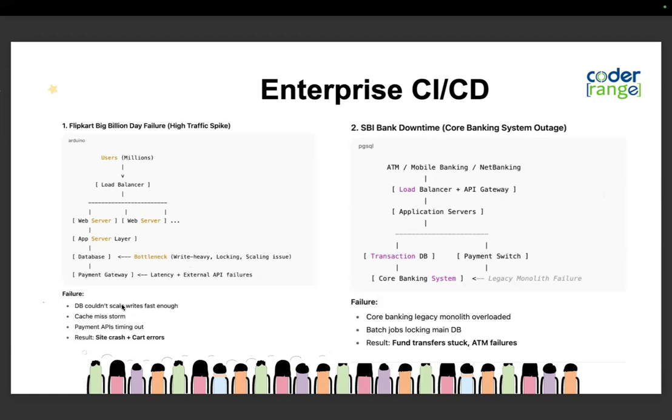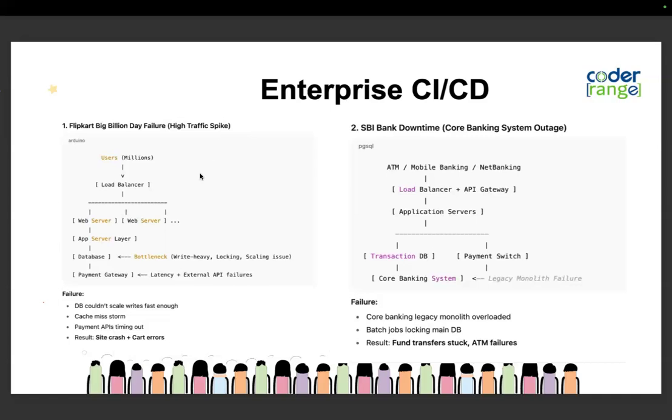Let's say heavy writing or reading is happening on the database. Then the DB is not able to scale, not writing fast enough. Then payment API timeouts happen, the site is crashing or hanging, or maybe payment failures are happening. This all happens in a high traffic spike in the real world, because the bottleneck is heavy writes, locking because of the DB, scaling issues, payment gateway latency, or external API failures.